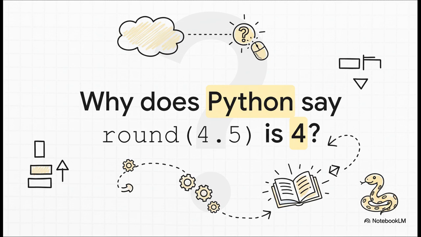You see round 4.5 on your screen and you expect the answer to be 5. I mean, that's what we all learned in school, isn't it? But Python 3 gives you 4. Why? By the end of this, you'll know exactly what's going on.